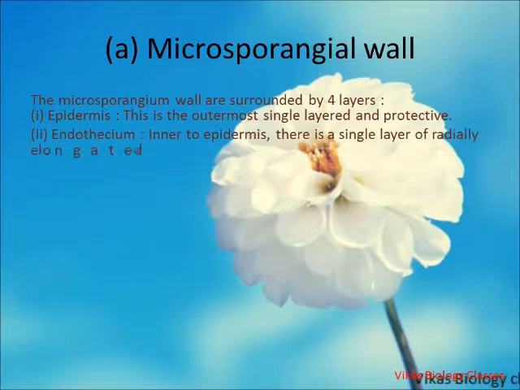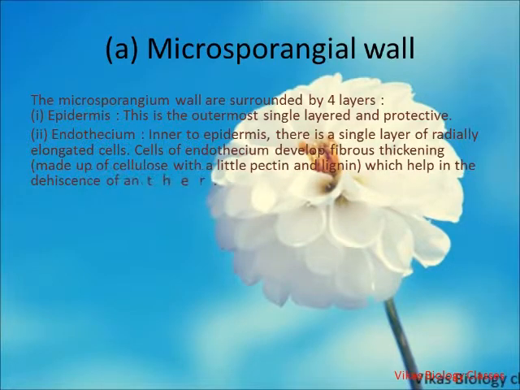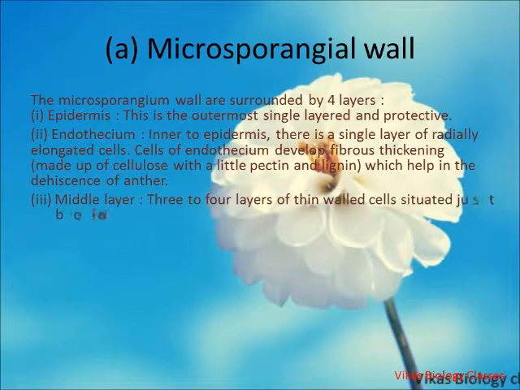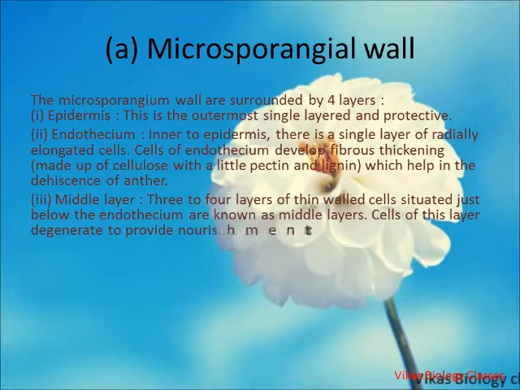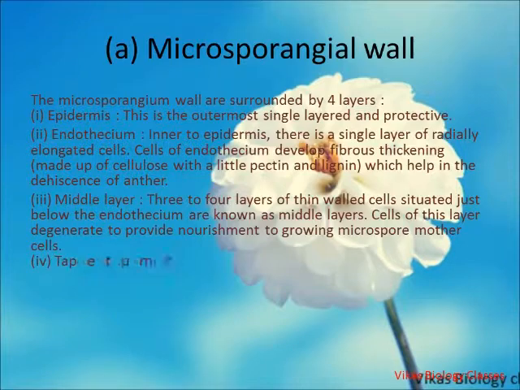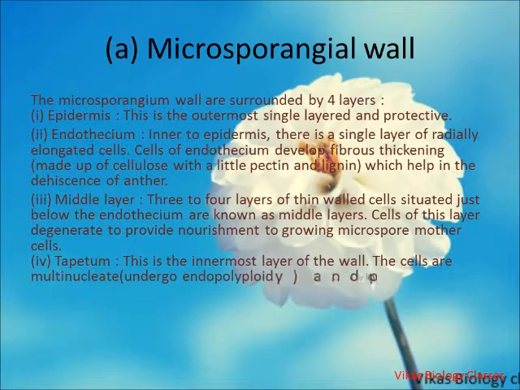Second is endothecium. Below the epidermis there is a single layer of radially elongated cells. Cells of endothecium develop fibrous thickening made up of cellulose with lateral pectin lining, which helps in dehiscence of anther. Third is the middle layer. Three to four layers of thin-walled cells situated just below the endothecium are known as the middle layer. Cells of this layer degenerate to provide nourishment to growing microspore mother cells.